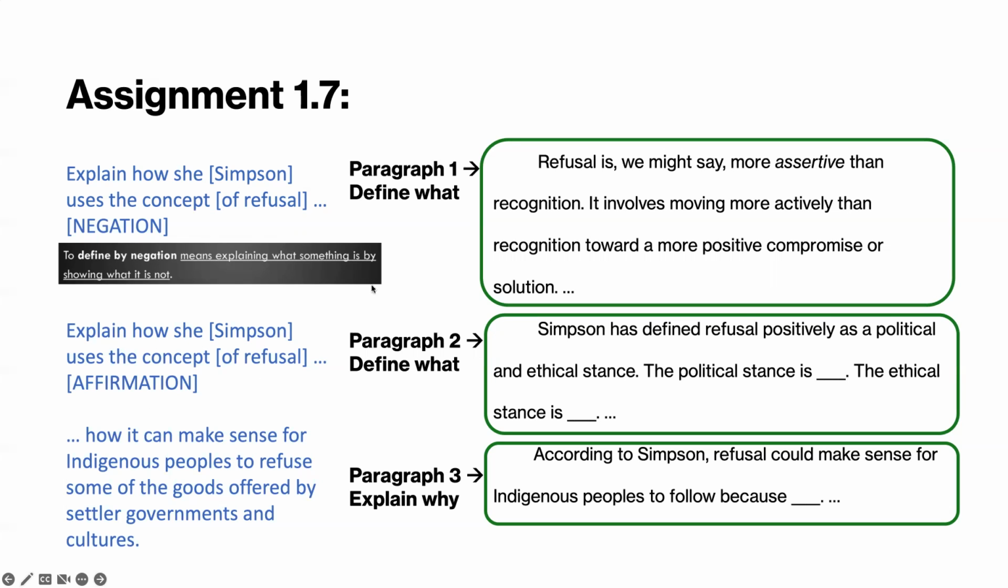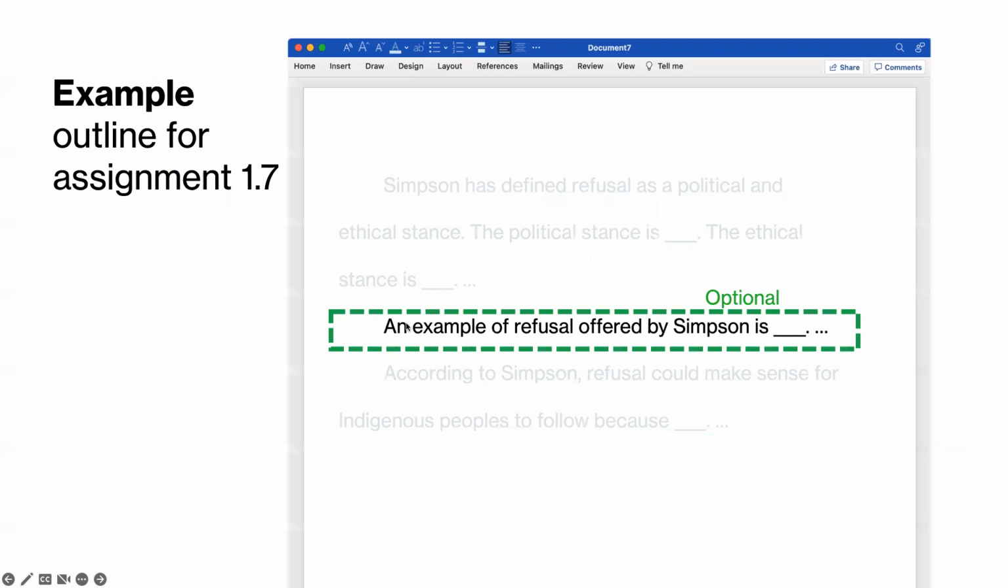Affirmatively, how does she define the concept of refusal? Simpson has defined refusal positively as a political and ethical stance, the political stance, the ethical stance. And then finally explaining why it makes sense to refuse. Going through the example, points about the example, if you wanted to include an example.